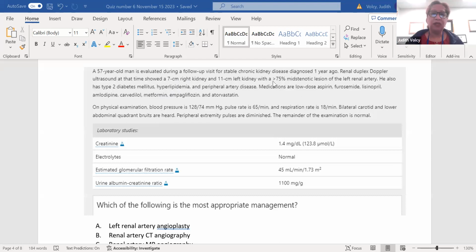So, with that in mind, we know renal artery stenosis could be a cause of uncontrolled hypertension. And in the past, they would tell you that you should put a stent in.